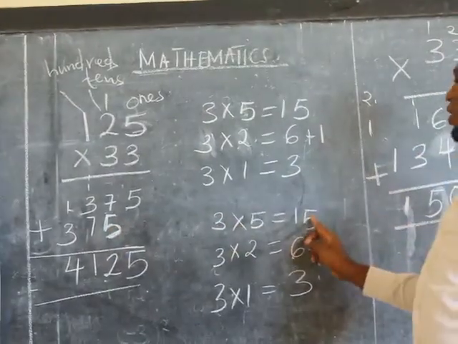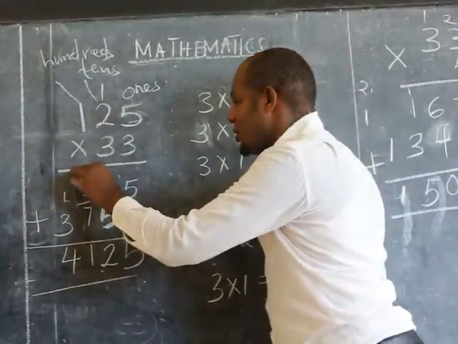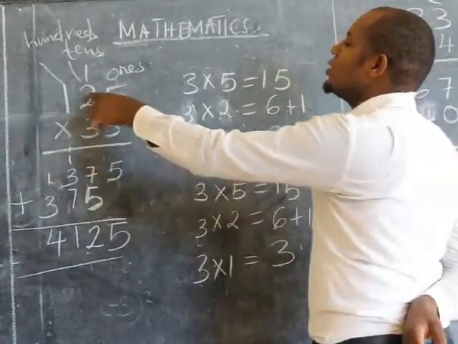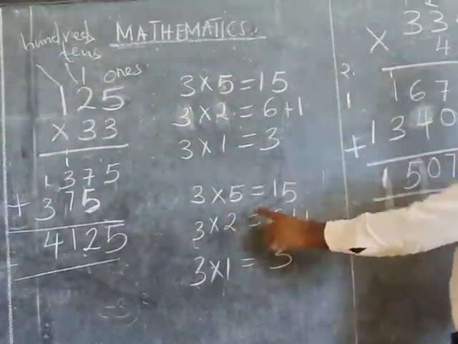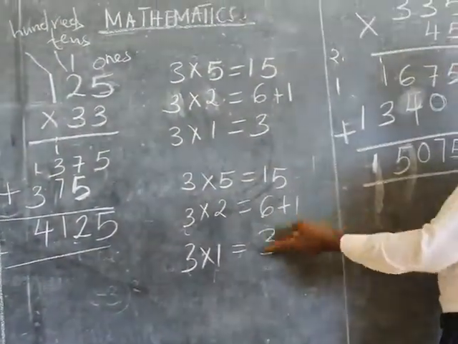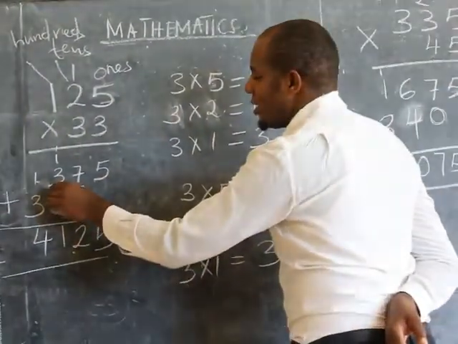Then the remaining one, I will carry it up here. Now I will say this one again. 3 times 2 is equals to 6, plus that one here, then we are going to get 7. Then I write 7 here.